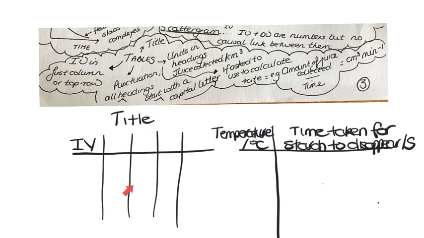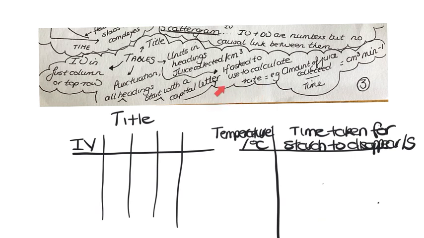Here's just an example. So the independent variable here is temperature / °C, capital letters, really important. And then over here we have an example of a dependent variable, time taken for starch to disappear / s, for seconds. Remember, you see these units, they should always be at the top and they should never be in the body of the table.